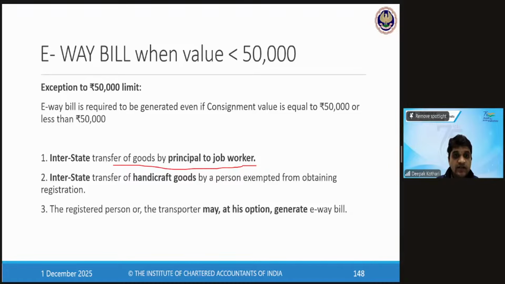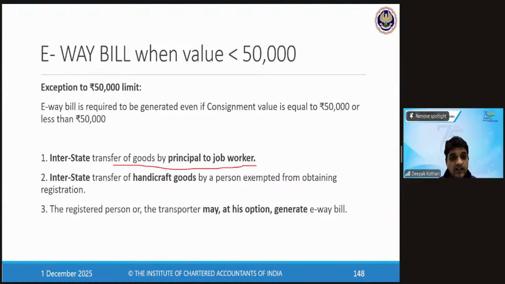So interstate transfer of handicraft goods up to the limit of 20 lakhs and 40 lakhs is permitted, but they want to have control. That's why they've said that even if you're below the limits and not registered, you have to take an e-way bill. You don't have to pay tax, but you have to raise an e-way bill. He's not registered, so how will he raise it? They will give him a temporary registration number for raising an e-way bill. Based on that, he will raise an e-way bill for any interstate movement.